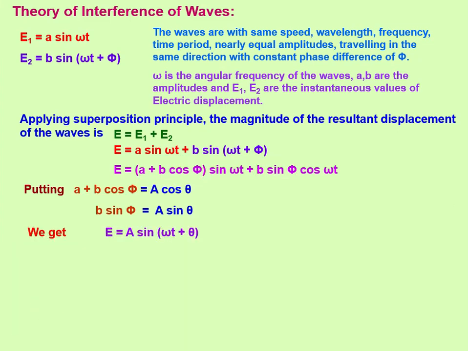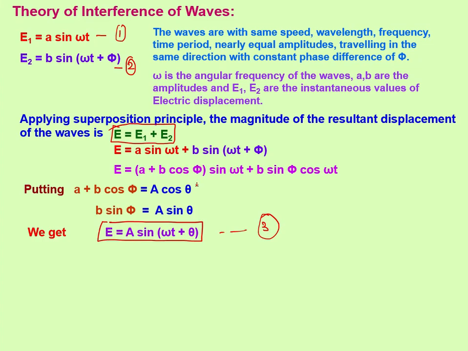After writing this, we get E equal to A sine omega t plus theta. Now what is capital A? It is the amplitude of the resultant wave. Make sure this is wave 1, this is wave 2. When these two are added, the resultant wave will look like this. So this is the resultant after superposition of two waves. So this capital A is the amplitude of the resultant.